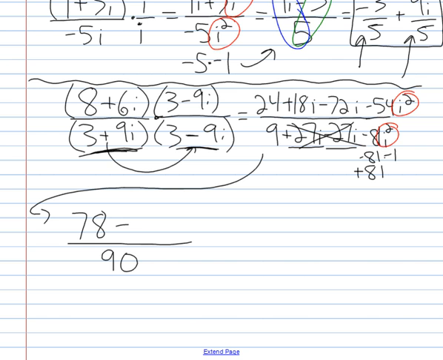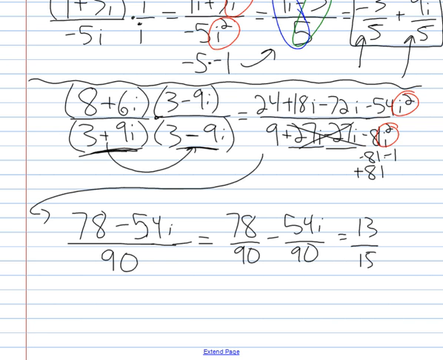78 minus 56i. Let me check that real quick. Sorry, 54i. Okay, and then that last step is to, again, split it into the real part and the imaginary part. So 78 over 90 minus 54i over 90. 13/15 minus 3/5 i.